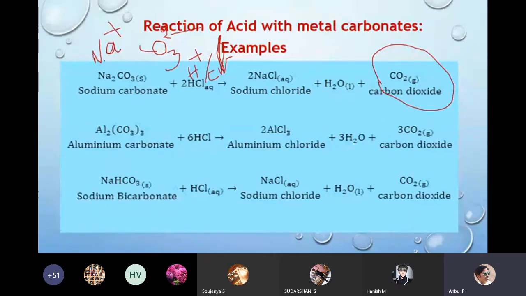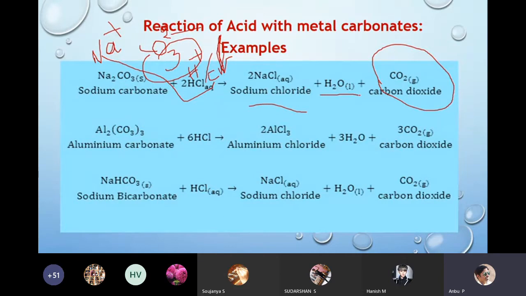If you combine that Na, it will combine with the Cl, and it is going to form the formula NaCl. Then CO3 will be converted into CO2, and whatever H plus is there will combine with the excess oxygen present in that carbonate. It becomes H2O. This is how this reaction has happened, and that is how we need to write the chemical equations also.